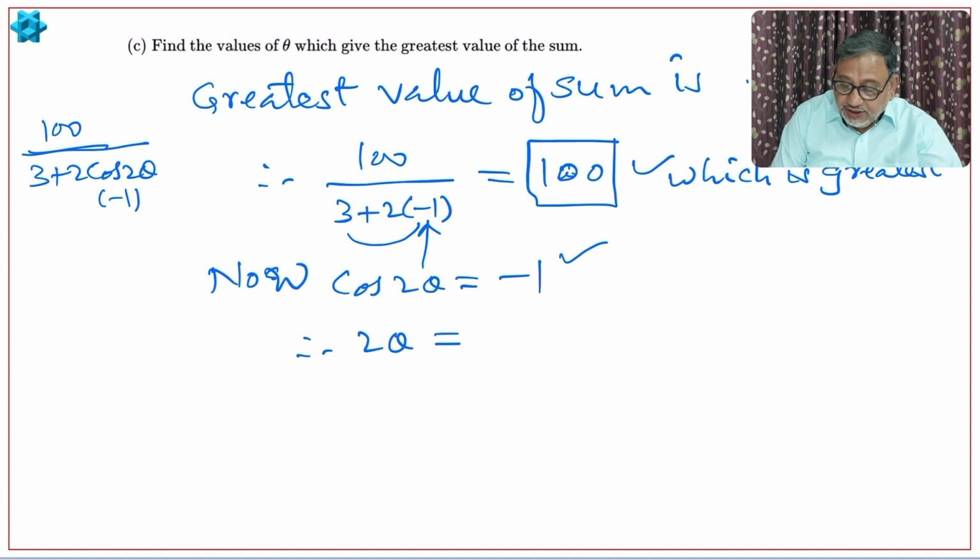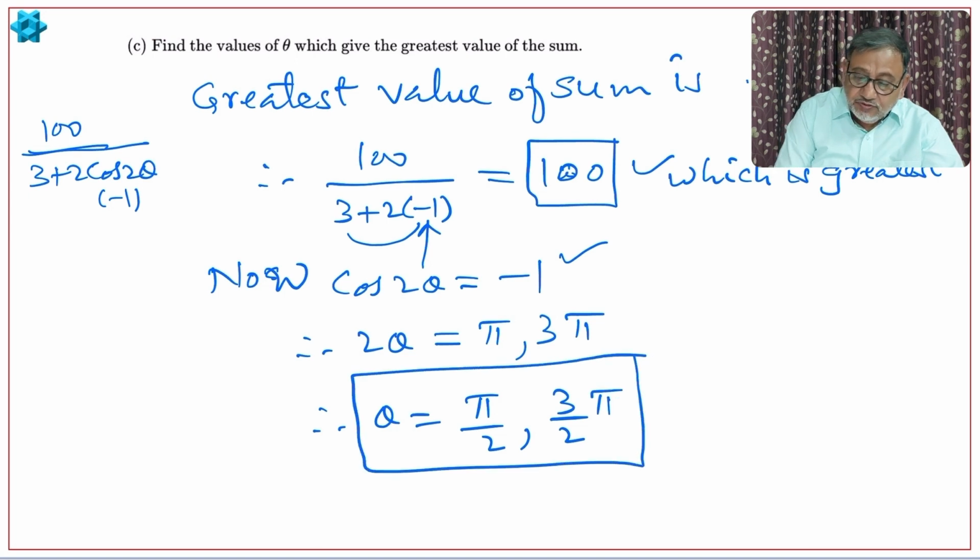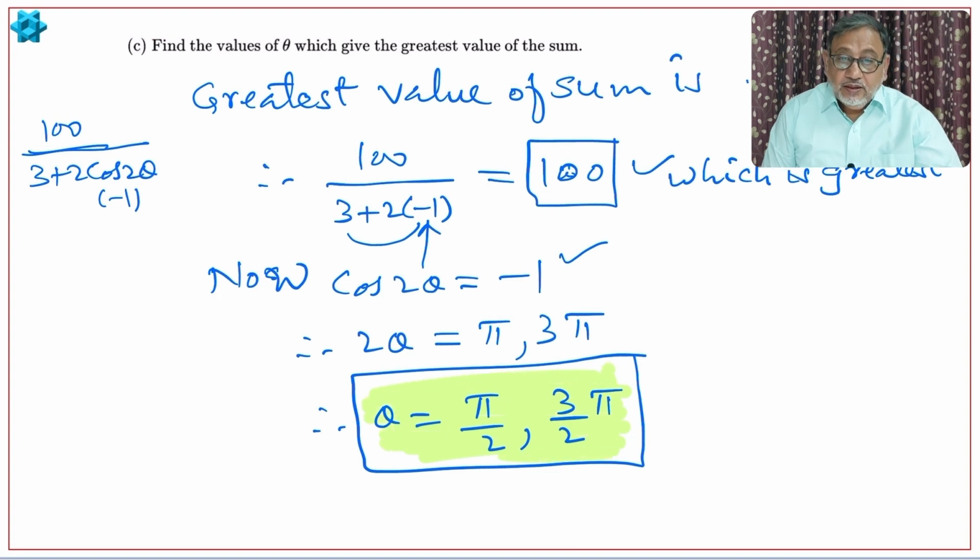So cos is minus 1 when the angle is pi and 3 pi. 2 pi gives 1, so pi and 3 pi, of course I should write. So therefore theta is pi by 2 and 3 pi by 2. So these are the two values of theta. They wanted the value of theta, right? Okay, so I hope you understood this question.